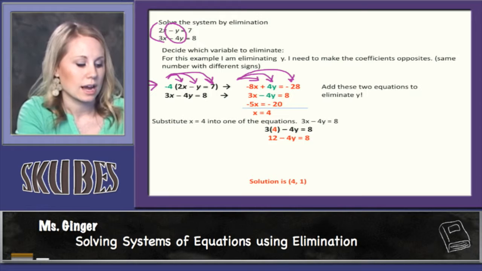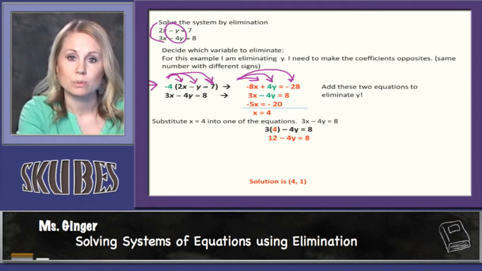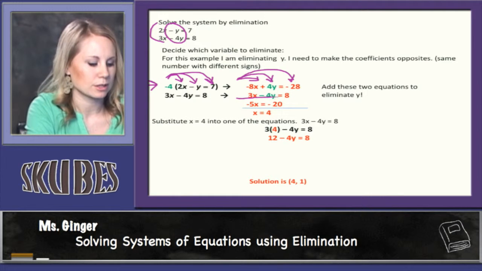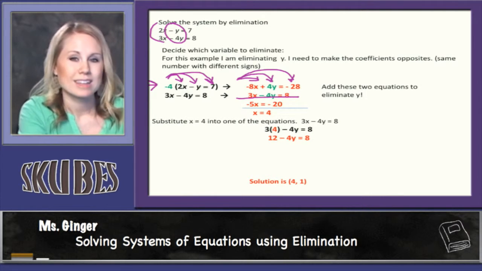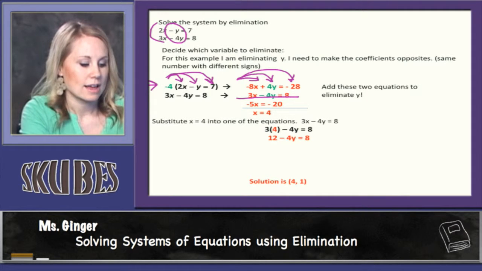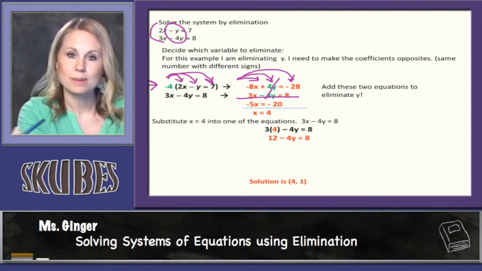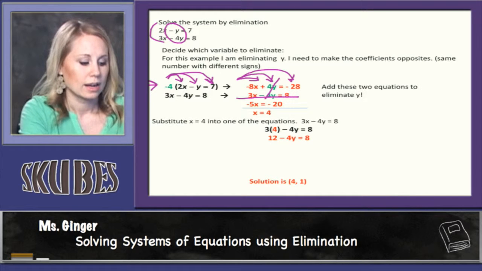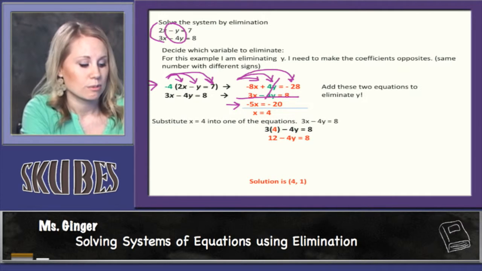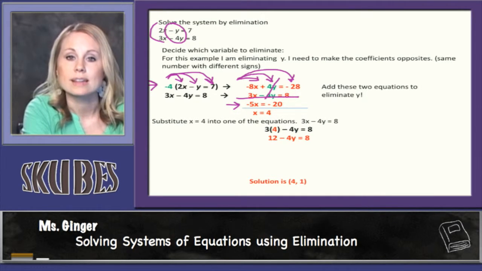For the bottom equation, I'm not going to do anything this time. I'm just going to rewrite it underneath my new top equation. 3x minus 4y equals 8. And now I'm going to add the two together. Once you have made one of your variables have the same number in front but opposite signs, we're going to add, and what's going to happen is it's going to be eliminated because 4y added to a -4y is 0. So I have -8x plus 3x, which gives me the -5x here. And then on the other side of the equal sign, we've got -28 added to 8, which gives us -20.